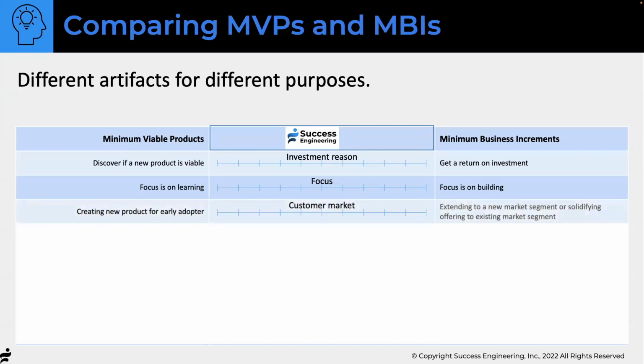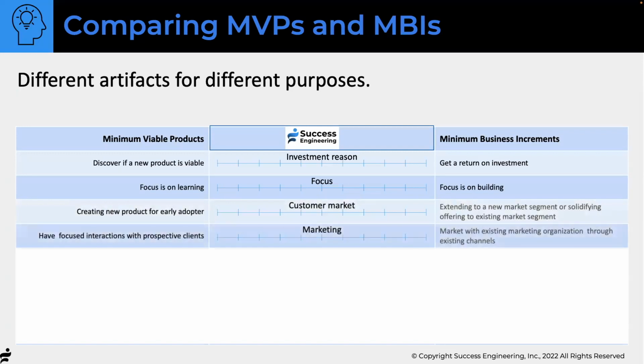Creating a new product for the early adopter in the customer market, typically extending to an existing base, maybe going out to a new market segment. You have focused interaction with prospective clients on the MVP. You've got to be interacting with them as quickly as you can get new functionality for them to verify. Whereas in an MBI, you've got an existing organization through existing channels. You might have a new market segment that makes a difference.